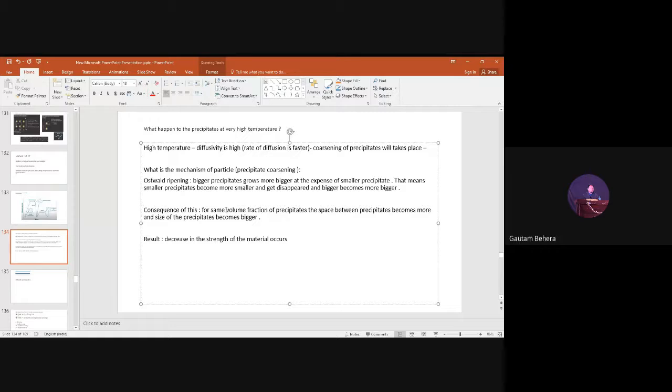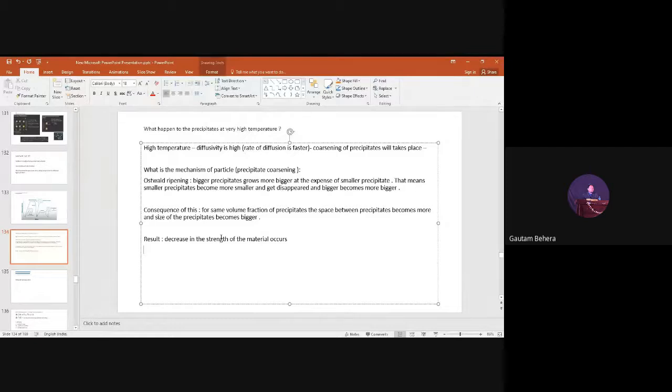So what is the consequence of this? For the same volume fraction of the precipitate, the space between the precipitate becomes more, and the size of the precipitate becomes bigger. So what will happen if the spacing between the precipitate is more? Obviously, dislocations will easily pass through the precipitates. So the strengthening will be reduced, right? And obstacles before the dislocation will be minimized, because we will have bigger precipitate. Volume fraction is same, but we have bigger precipitate. So obviously, fewer precipitate will be available, right? So this is the consequence at high temperature.